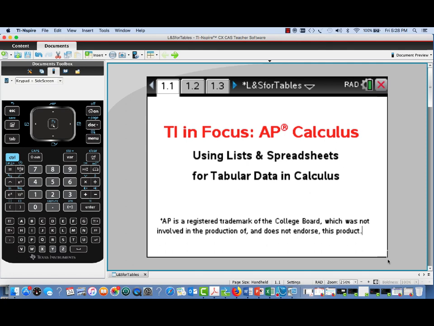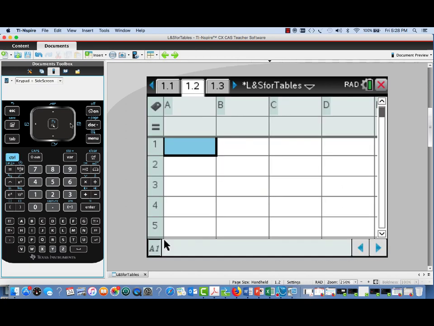Here we're going to take a look at how you can use lists and spreadsheets on the TI-Nspire to investigate tabular data in calculus. The example we're going to use to illustrate this is some data that comes from the Common Question 4 on both the AB and BC exams in 2018.